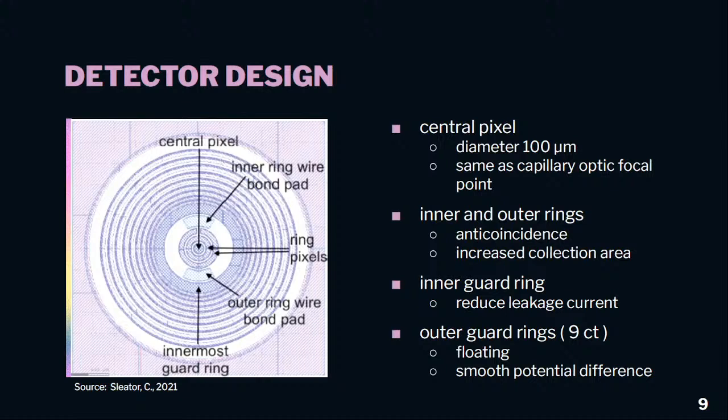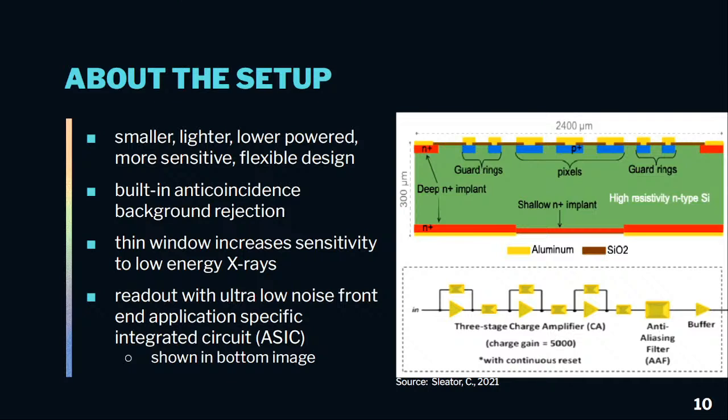Here's the CAD design of the detector. It has a central pixel, which is just used as the generic active area to collect stuff. And then inner and outer rings, which can be used either for anti-coincidence background rejection, or we can increase the collection area through different wire bonding arrangements. And then there's an inner guard ring that just reduces the leakage current, and outer guard rings, which just smooth out the potential difference across the detector.